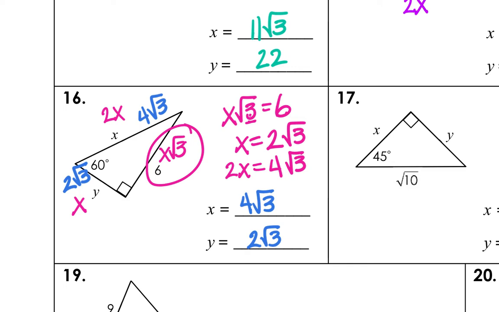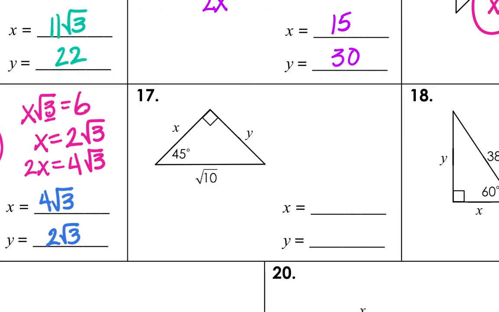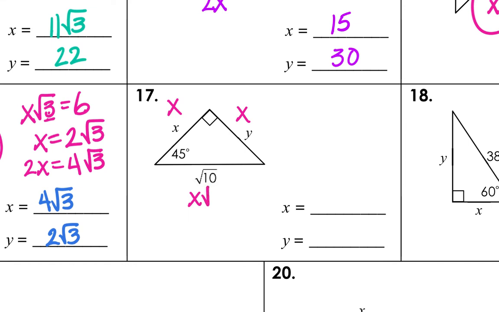All right, now we have a square root of 10. We've only been doing square roots of 2's and square roots of 3's. So how do you do this one? The same exact way. Follow the rules. All right. So if this side is x, this side is x, this is x square root of 2. I'm going to circle what's given. Okay? So we got x square root of 2 is equal to the square root of 10.